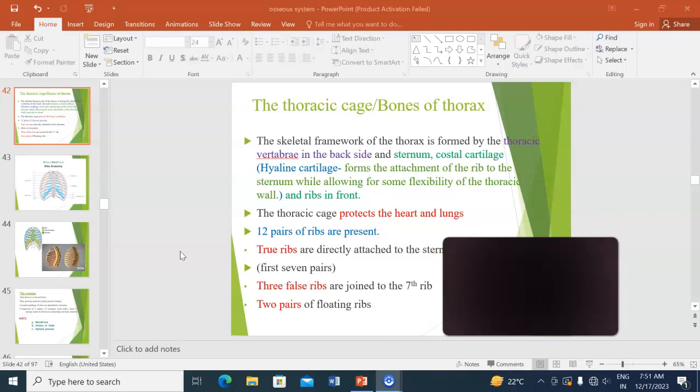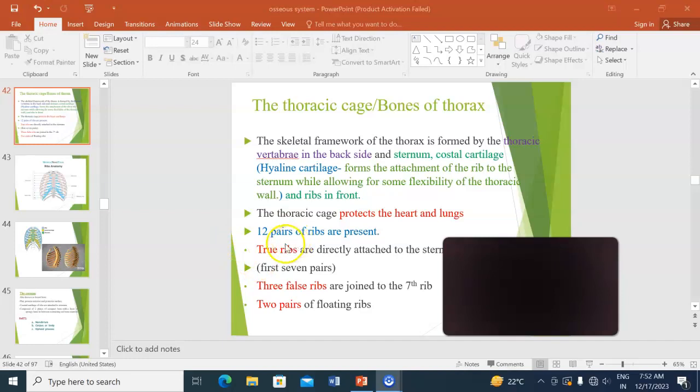Now the costal cartilages are the bars which extend from the hyaline cartilage, and these help in attachment of ribs to the sternum, and along with that they provide some amount of flexibility to the thoracic walls. So this is the basic composition of the thoracic cage. Now the function of the thoracic cage is to protect the heart and lungs.